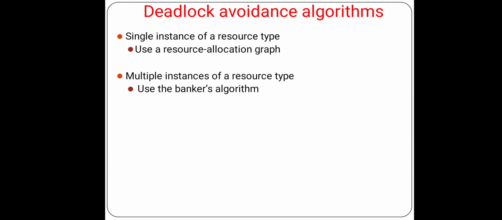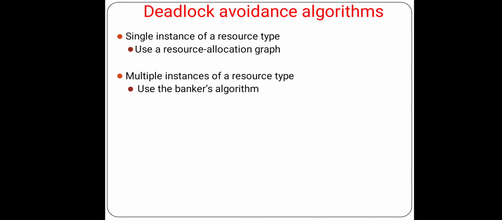Today's topic is deadlock avoidance algorithms. What are the different types of algorithms which are used to avoid the deadlock? Here we have to use two different types of algorithms for avoidance of deadlock. First one is resource allocation graph algorithm, and second one is Banker's algorithm.